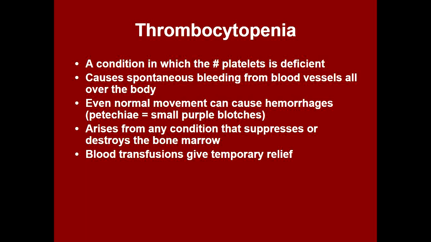What happens with thrombocytopenia, though, is that you have a reduced number of platelets, and because of that, your blood vessels will start bleeding spontaneously all throughout the body. Little things, just moving around, can cause you to form what's known as petechiae. They're like these little small purple blotches. A lot of times we'd say, oh, I burst a blood vessel in that area. It's just like a little starburst that you see under the skin. And that's a tiny little hemorrhage.